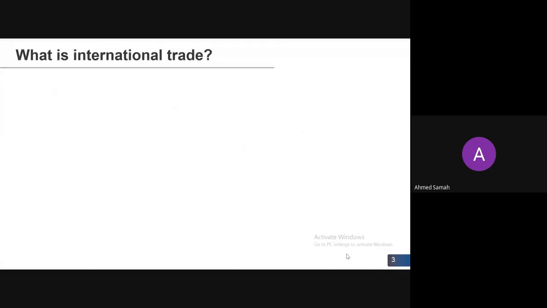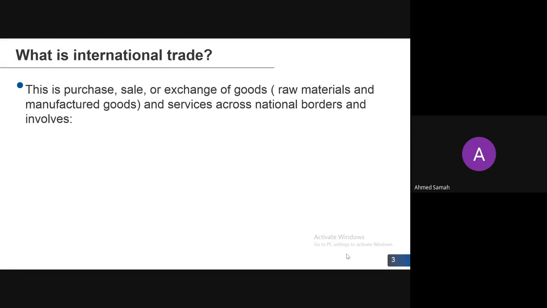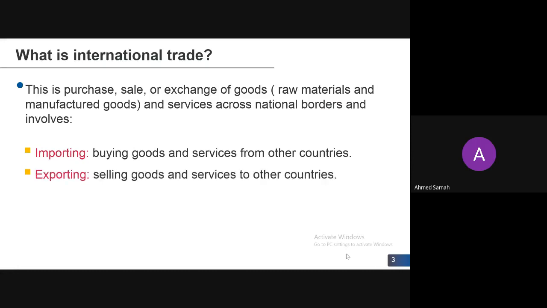So first of all, what is international trade? This is basically the purchase, sale, or exchange of goods and services across national borders. So this involves two things, that is importing. Simply put, it is buying goods and services from other countries, and the opposite of which is exporting, which involves selling goods and services to other countries.